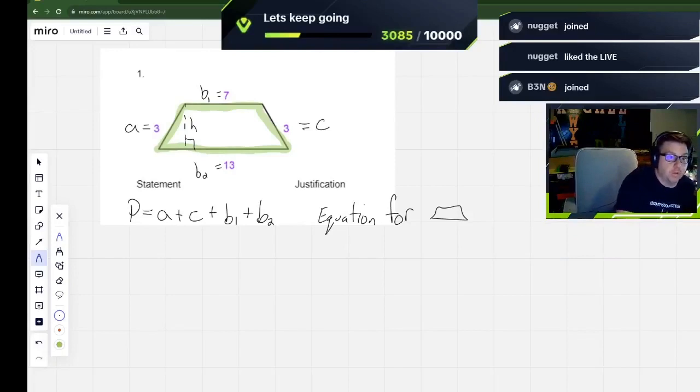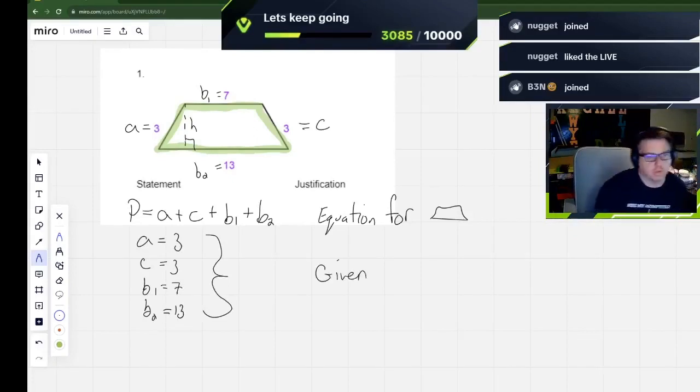All right. So if I'm looking for that, that's the equation for a perimeter. My justification is that's what the equation is. I can't change what an equation is. That's based on fact. So we're going to say A equals 3, C equals 3, base 1 equals 7, and base 2 equals 13. The reason we know all of this is because the picture tells us. If the picture tells us, we have to consider that given information. Otherwise, we wouldn't know what it was at all. So the fact that the picture tells us is what we call given information.